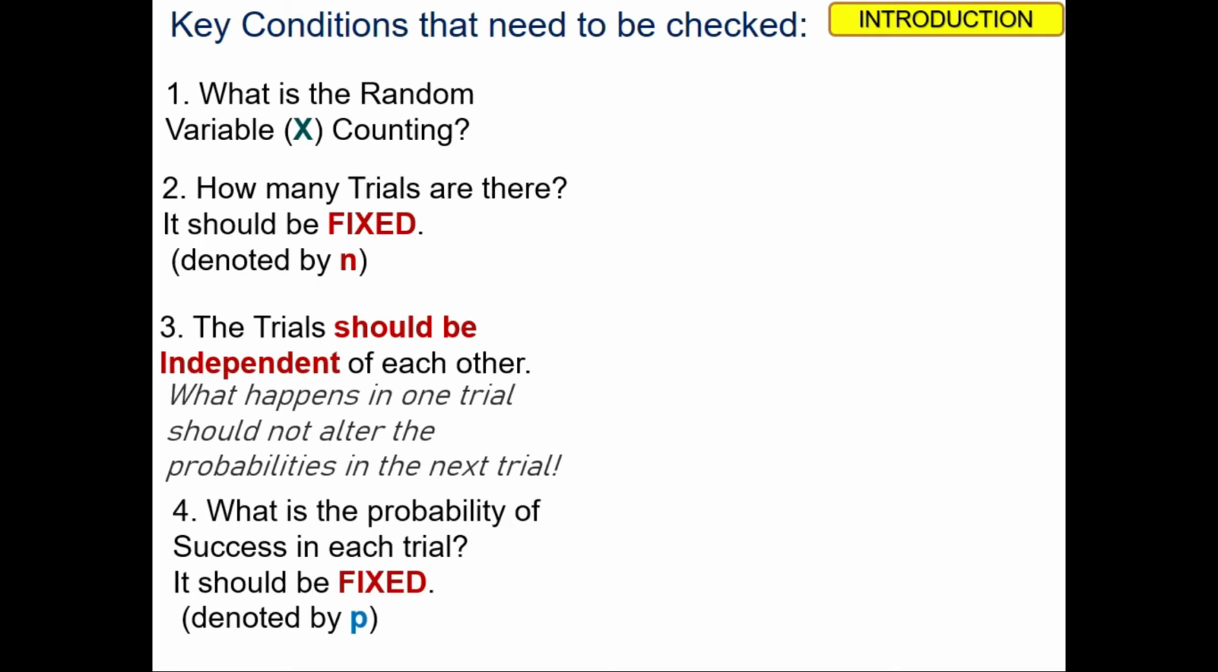What is the probability of success in each trial? And that is given by the letter p, and again p should be fixed. So these are the 4 points that you have to remember while handling binomially distributed data. Let's discuss an example.